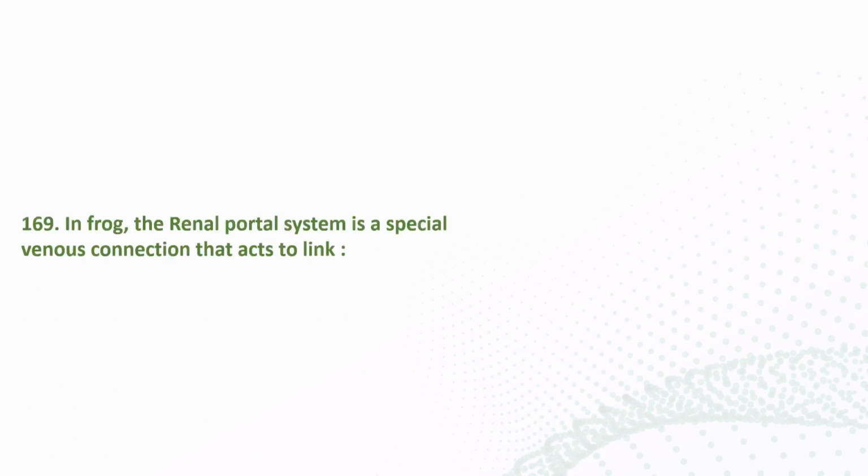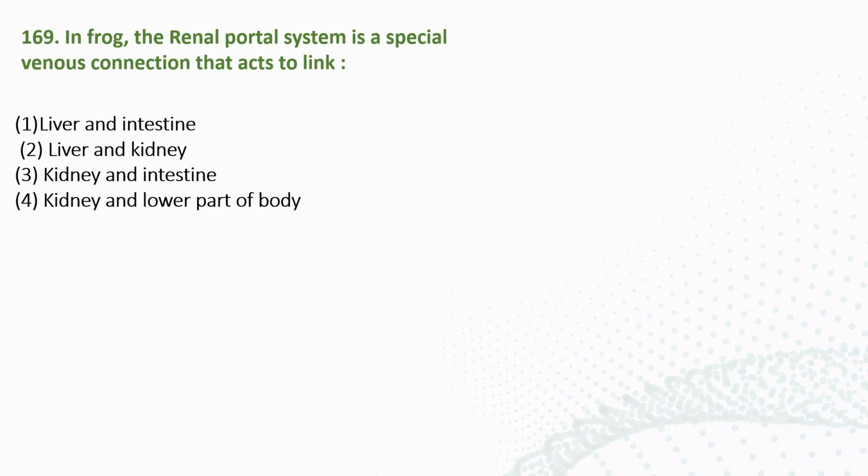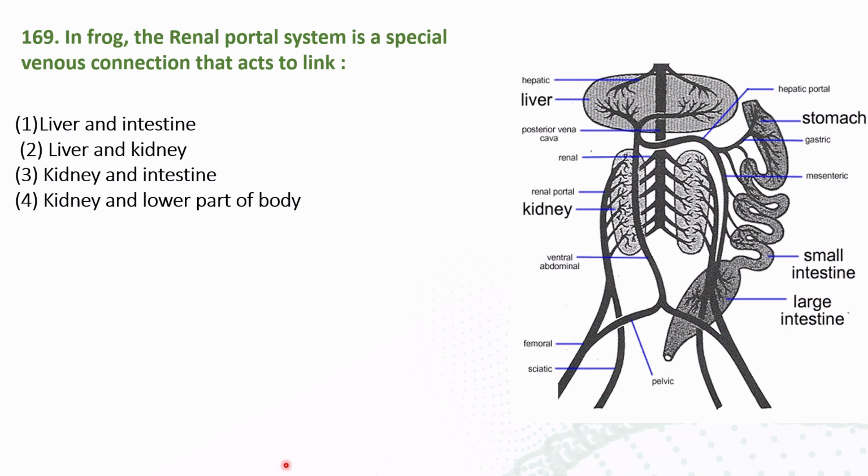We'll move on to the next question. The next question is: in frog, the renal portal system. This question came from the frog structure. What they are asking is that in frog the renal portal system is a special venous connection that acts to link. So they are asking what the role of the renal portal system is, and which parts of the frog's body it connects.